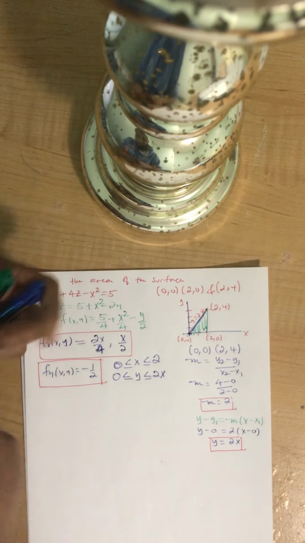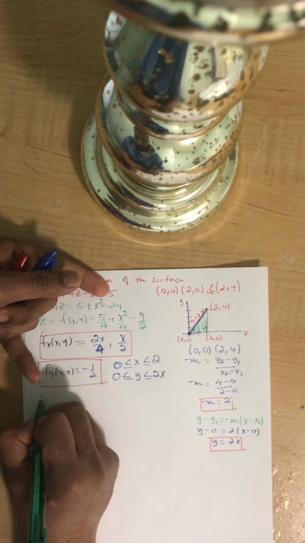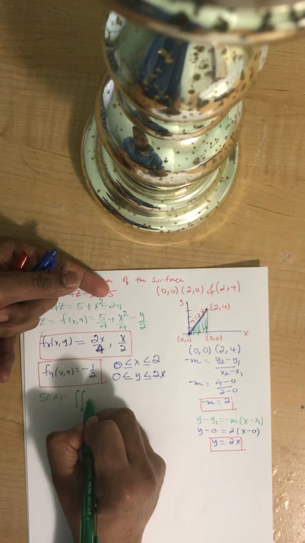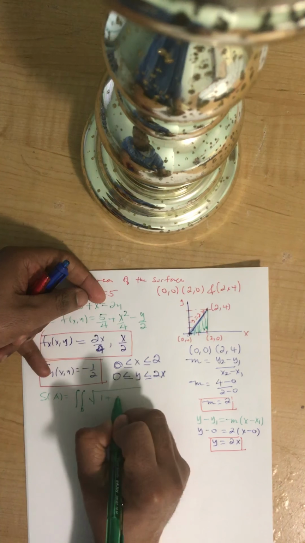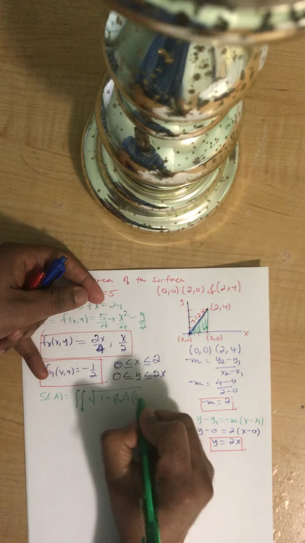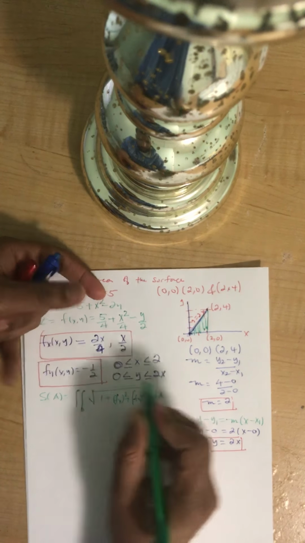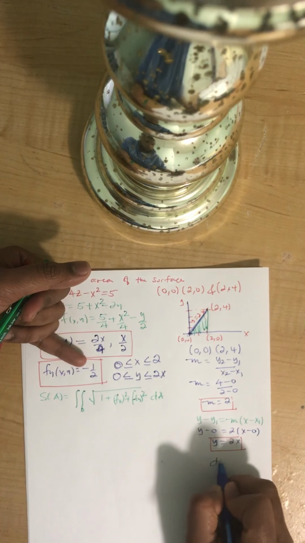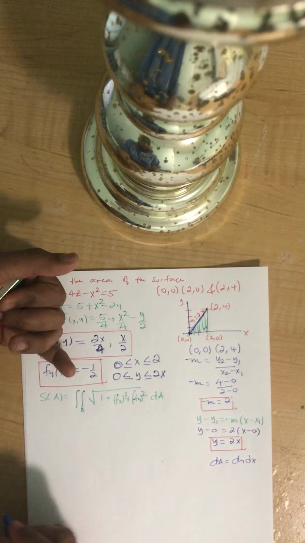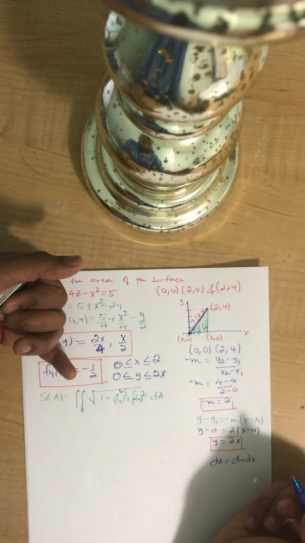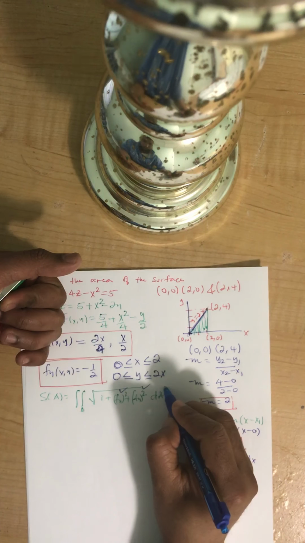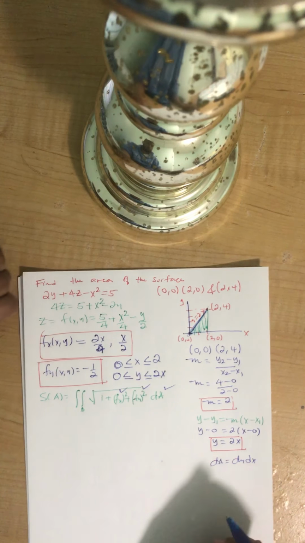Alright, the formula that I'm going to use is double integral over D of the square root of 1 plus f of x squared plus f of y, the whole square, dA. Now my dA is dy times dx. So I know my partial derivative with respect to x, and I know my partial derivative with respect to y, and I know my dA, which is equal to dy dx.